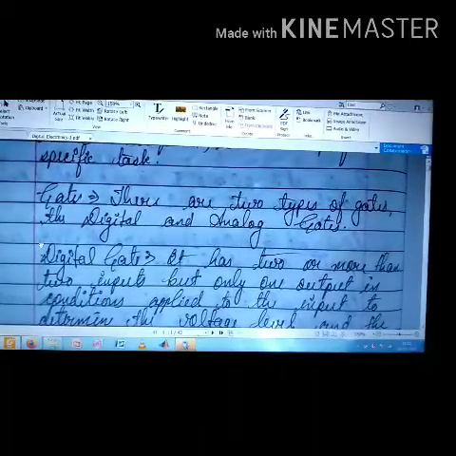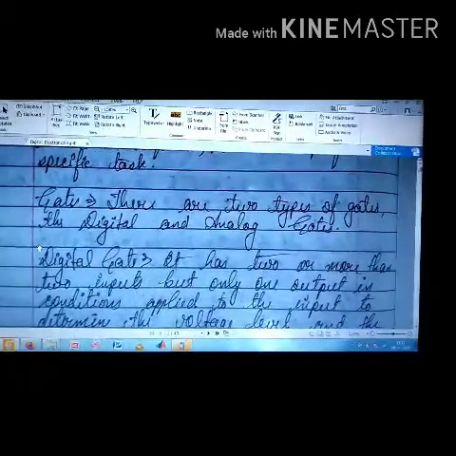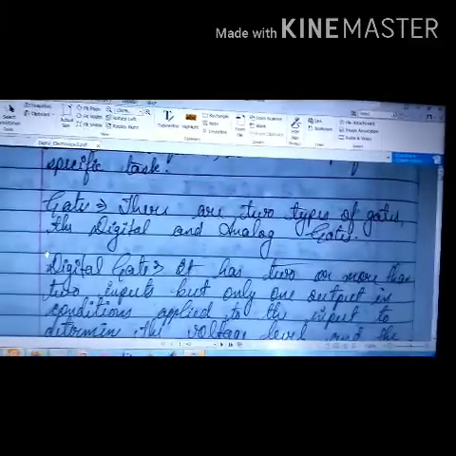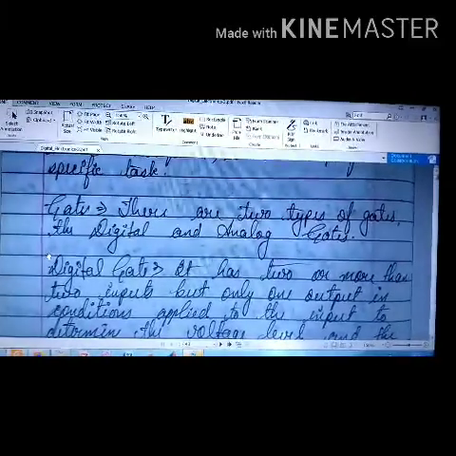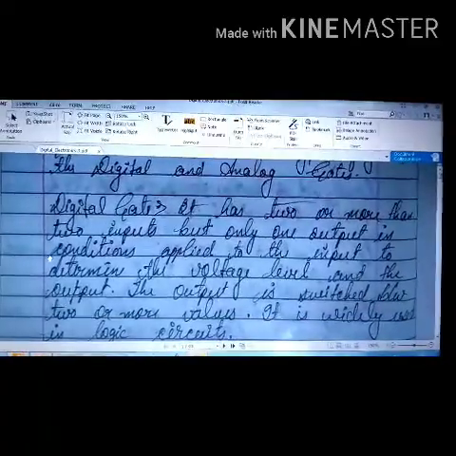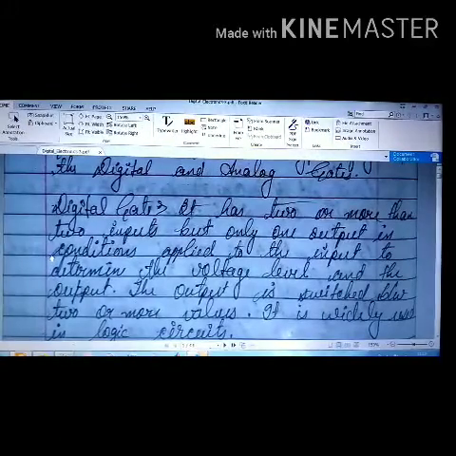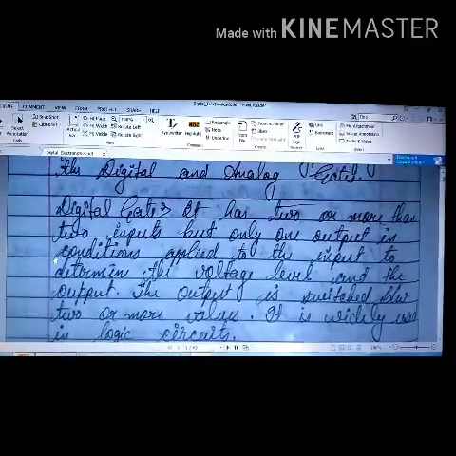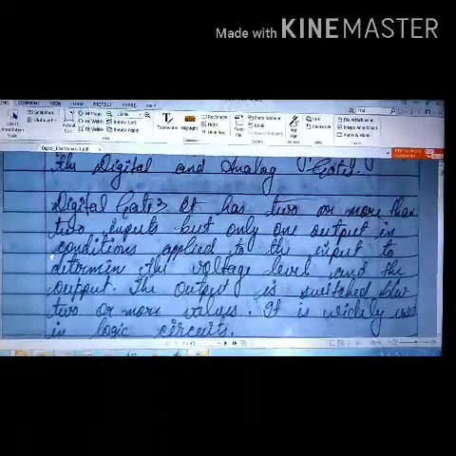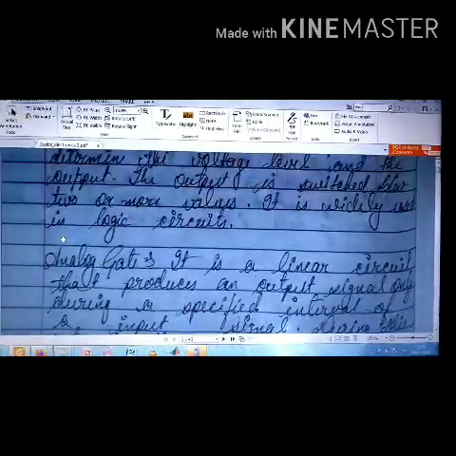Gates are basically of two types: analog gates and digital gates. These are basically digital circuits which perform logical operations. Now digital gates have two or more than two inputs but only one output. The condition applied to the input determines the voltage level at the output. The output is switchable between two or more values. It is widely used in logic circuits.